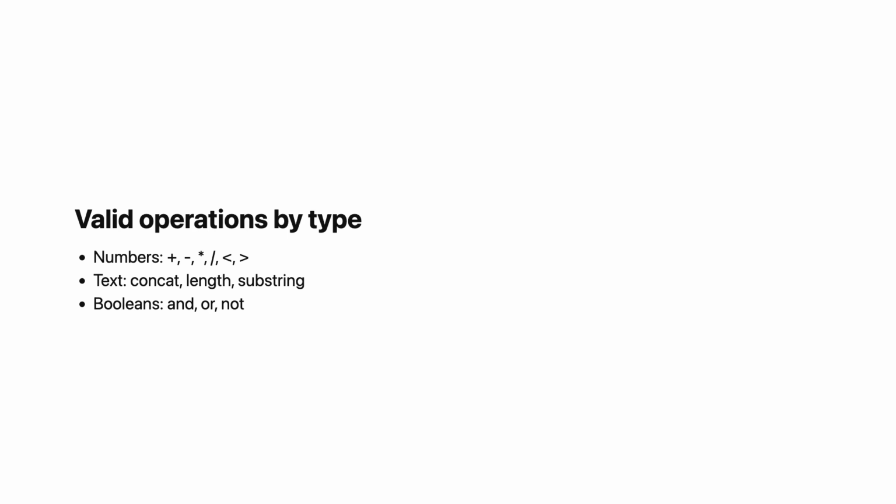When you know the type of data, you know what you can do with it. The type defines the interface, the set of valid operations. Trying to perform an operation that the type does not support is an error. You cannot divide text by a number. You cannot concatenate integers. These operations do not make sense for those types. Types enforce meaningful operations.